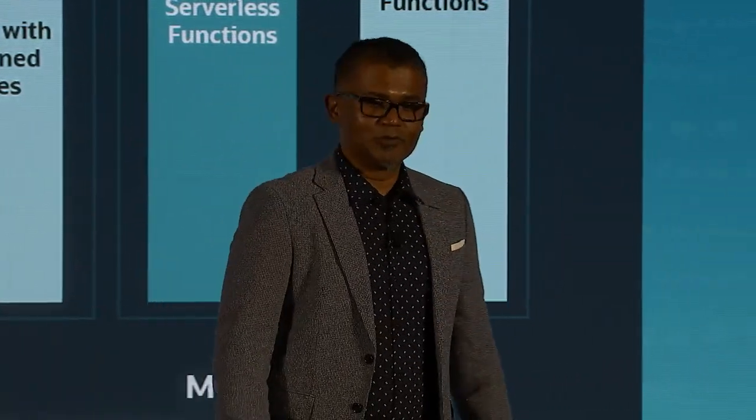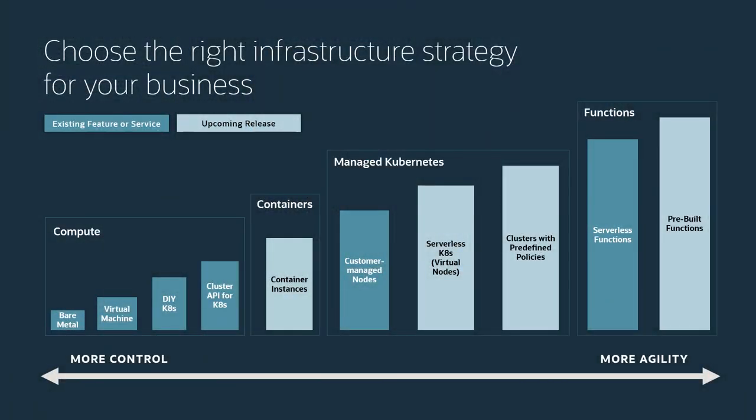If you look at Oracle, we have a plethora of choices, starting from bare metal machines to virtual machines. You can run your containers on do-it-yourself Kubernetes for the power-hungry users. We have supported Cluster API for Kubernetes, so folks who use Kubernetes as the primary management plane can leverage that. We're announcing container instances. Today, we already have customer-managed node support in OKE, where the control plane and its management are completely taken away. We're introducing the notion of serverless Kubernetes with virtual nodes and pre-built functions. All of this is to give you the flexibility so you don't have to go through the pain. Now, there are lots of customers who are interested in more control depending on their application choice. We want to give that too, but at the same time, you get agility as you start moving towards the right.